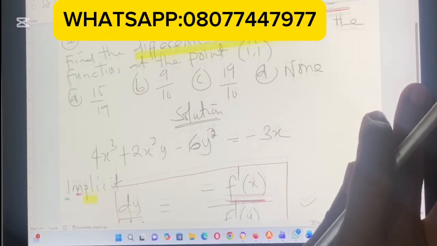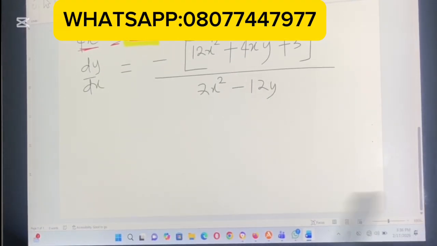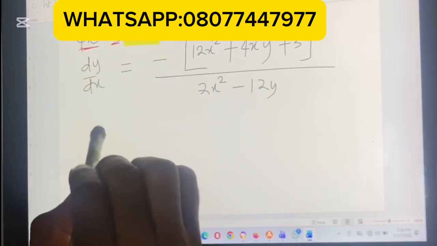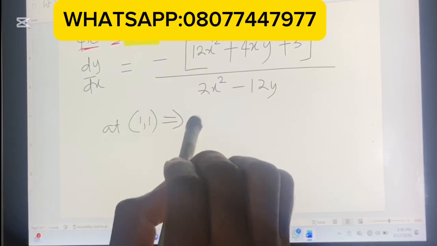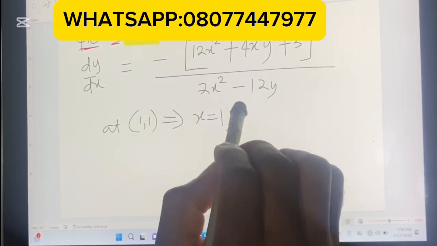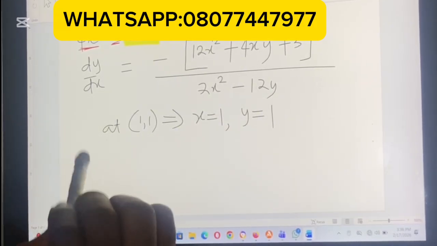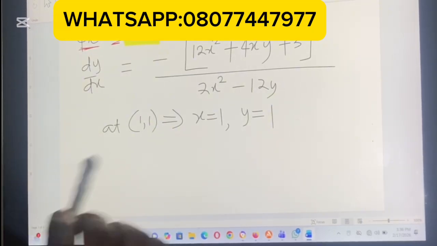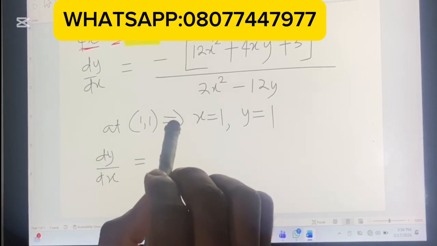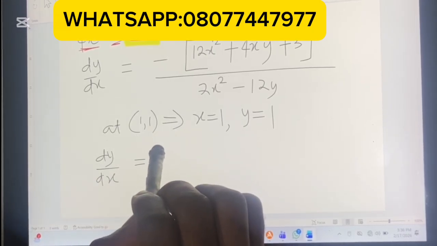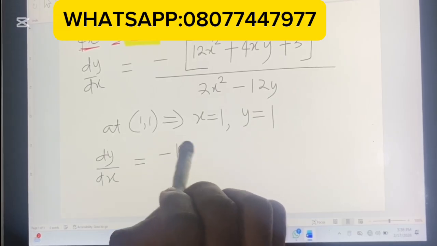But we are not only asked to find dy dx here, class. We are asked to find dy dx at a particular point, that is at 1, 1. And what does it mean here? It means that the value of s is equal to 1 and the value of y is equal to 1. Please take note. So let's replace this here. That means our dy over dx will be equal to, let's replace the values here. Remember, this is going to be minus 12s squared first.